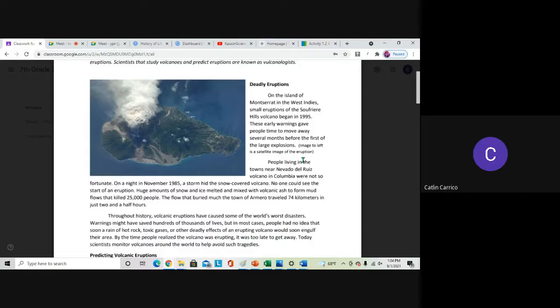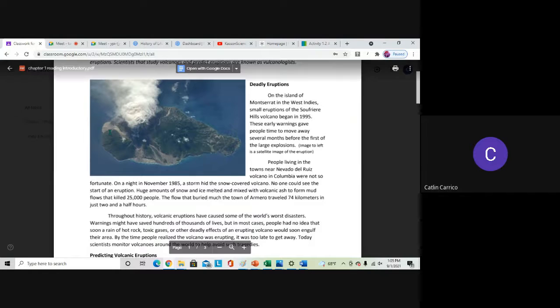Deadly eruptions. On the island of Montserrat in the West Indies, small eruptions of the Soufriere Hills volcano began in 1995. These early warnings gave people time to move away, several months before the first of the large explosions. So this is a satellite image of that eruption.